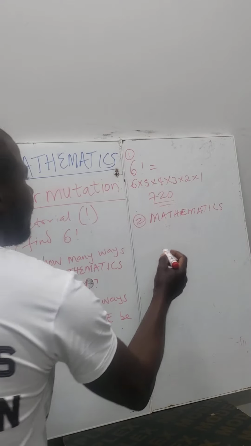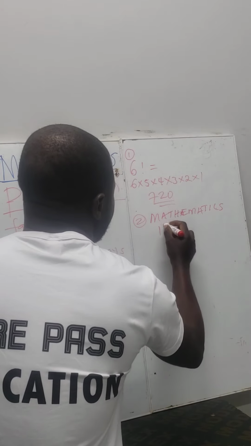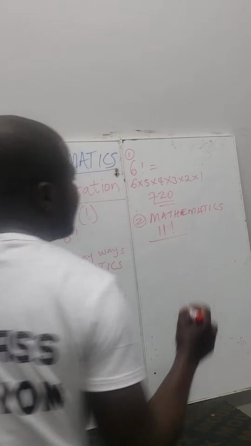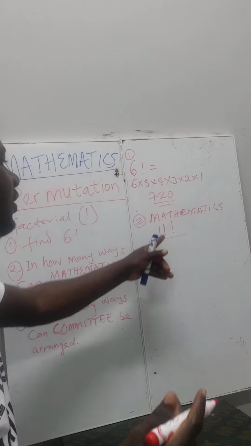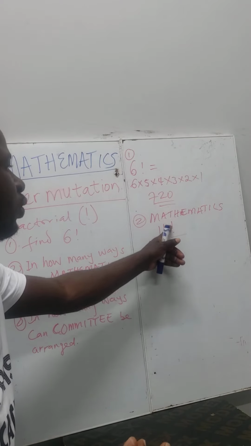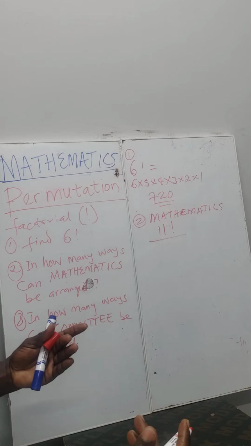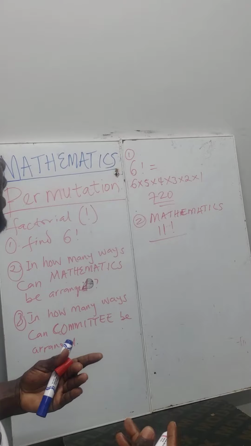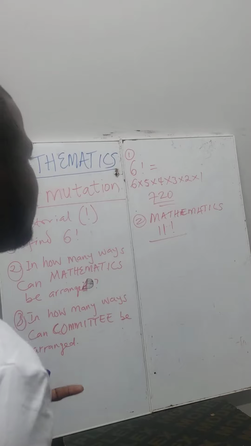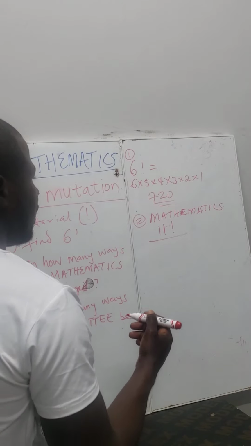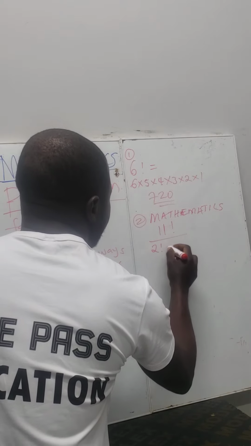Let's count the number of letters. 1, 2, 3, 4, 5, 6, 7, 8, 9, 10, 11. So that is 11 factorial, divided by the total number of the letters that make up mathematics, which is 11. Then divided by, we now look at it. Is there any repeated letter in the word mathematics? Do we have any letter that is repeated twice or 3 times? Let's look at it. We have M repeated 2 times. We have 2 factorial.